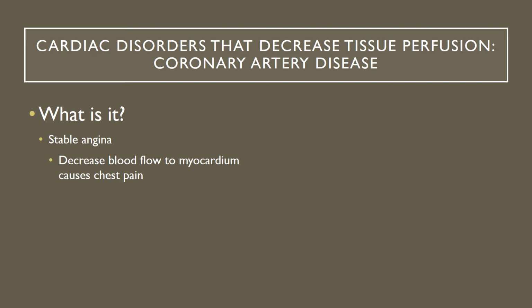So we have a couple different forms of angina, and so we have stable angina, and this is just due to a decreased blood flow to the myocardium, causing chest pain. Okay, so the plaque is present, and it is causing a decrease in blood flow, and it is induced by activity. Okay, so if you stop exercising, then you oftentimes see a reduction in this stable angina, meaning it kind of goes away for a period of time.